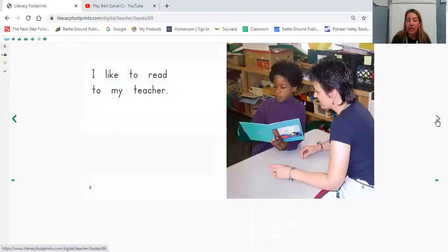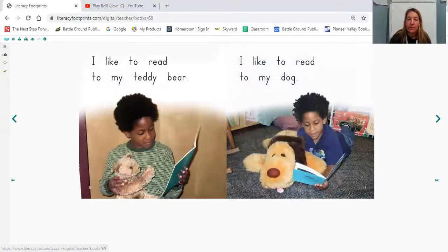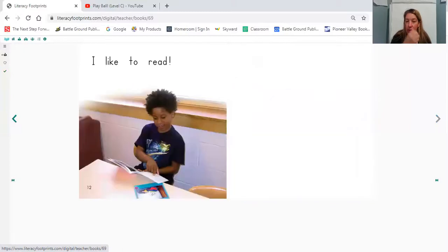Let's see what else this boy likes to read to, or who else he likes to read to. He likes to read to his teacher. So this here is his teacher. Teacher. And then let's look here. So in this page, he's got a teddy bear. Teddy bear. So there's two words, teddy bear. So let's look up here. Teddy bear. And on this page, he's reading to a stuffed dog. D-o-g, dog. And on the last page, he's reading by himself.